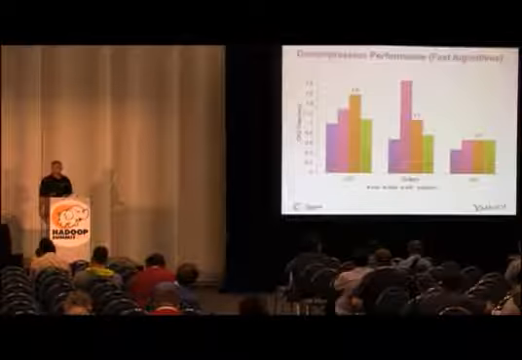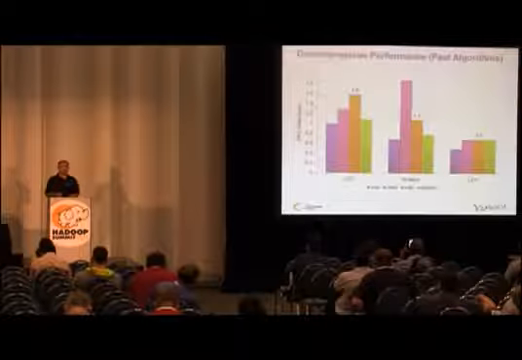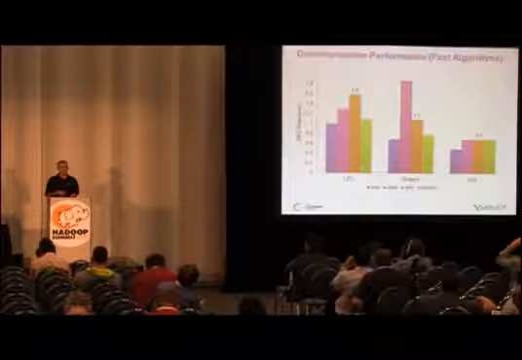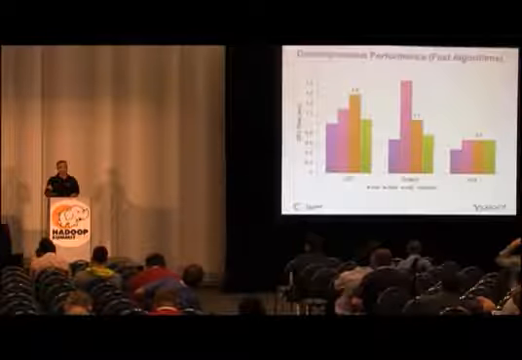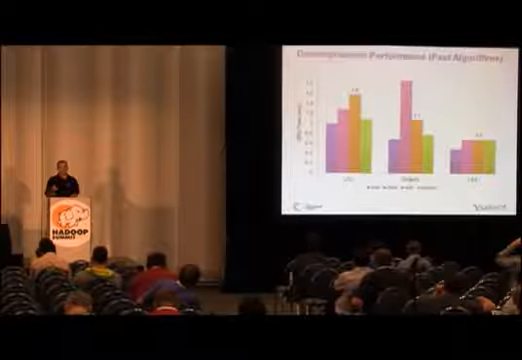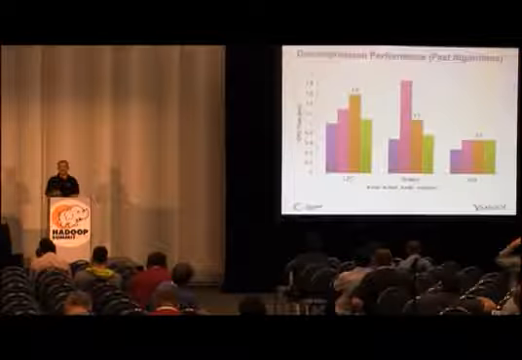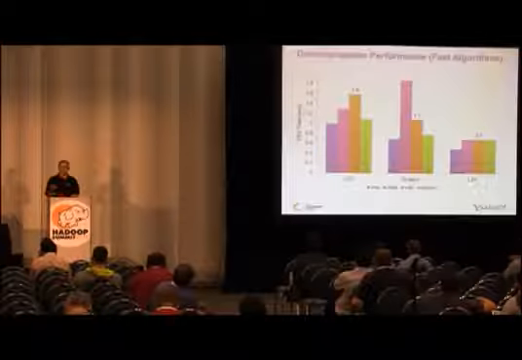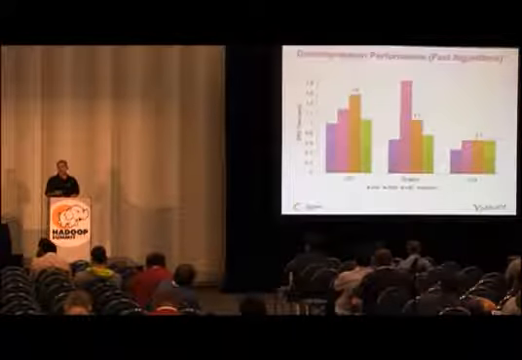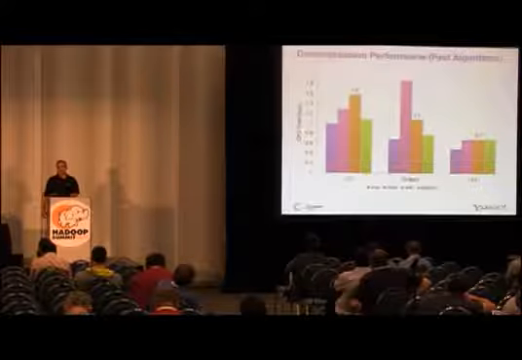Finally, the slide for decompression for the fast algorithms. And again, we see the same kind of trends. LZ4 seems to have the edge over LZO and Snappy in this particular case. And this is all the 4 different data sets that we used.